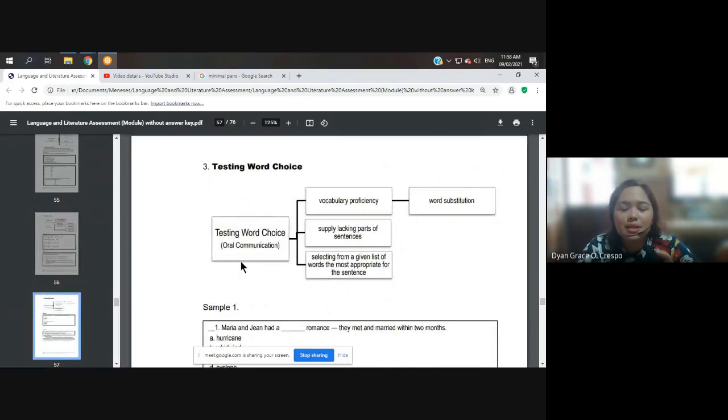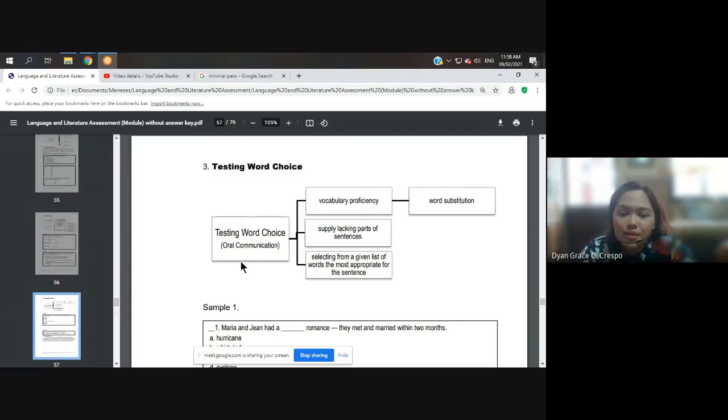Testing word choice and examples for oral communication, the vocabulary proficiency: how many words does she know? Because some words could function differently. For example, we have connotation and denotation. Sometimes some words are associated with this event, and some words are the plain meaning of the word. That is why we must learn that.